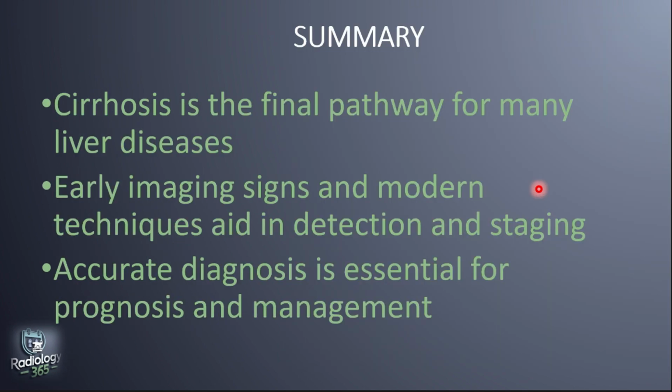So to summarize, cirrhosis is the end result of many chronic liver conditions. Early signs such as changes in liver size and texture can be detected on imaging, and currently newer techniques like elastography are revolutionizing our ability to non-invasively assess and stage fibrosis, so that we don't always necessarily have to biopsy the liver to see the grade or degree of fibrosis, and this aids in early diagnosis and better management.